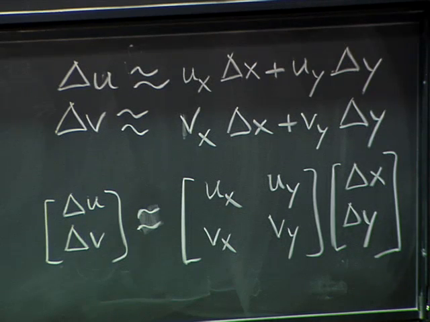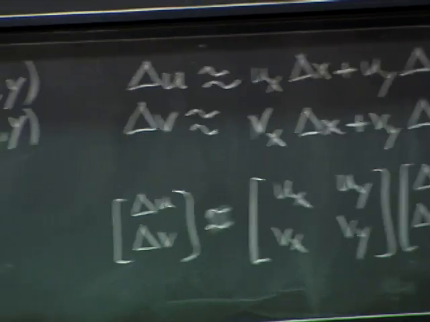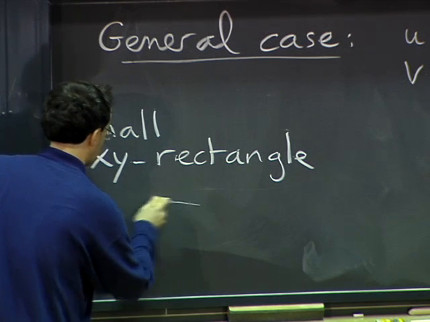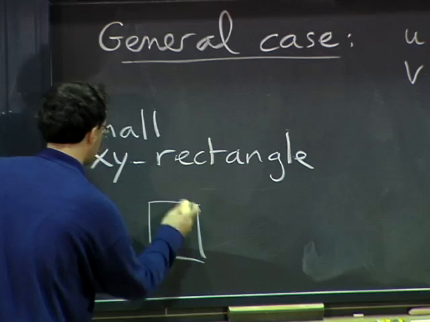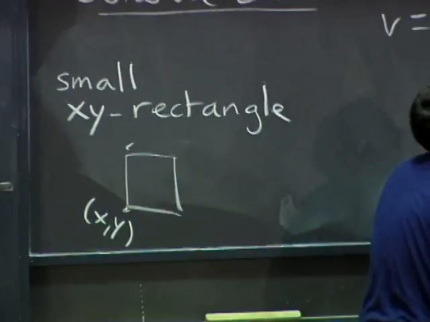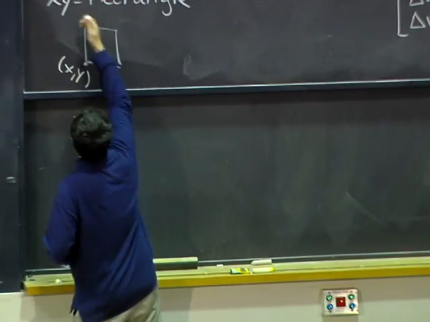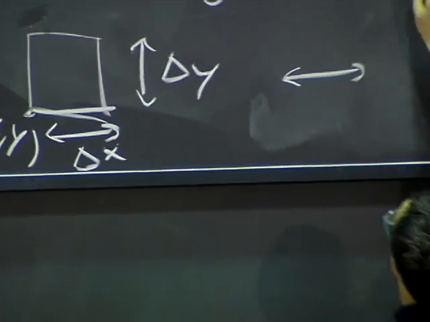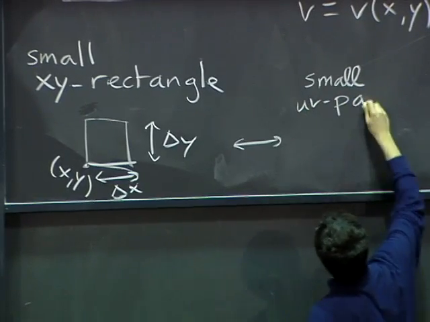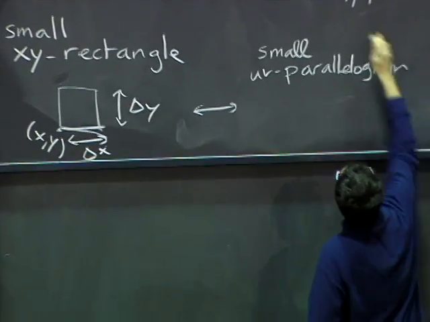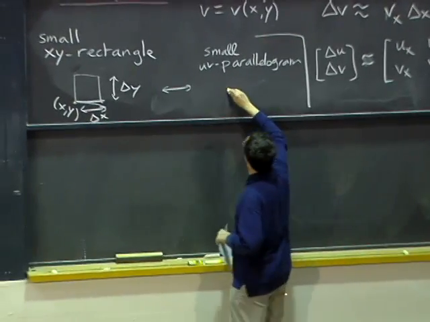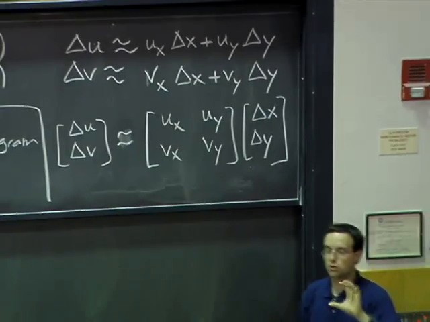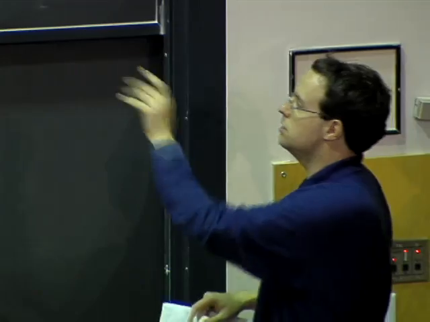So if we look at that, what it tells us is that if we take a small rectangle in xy coordinates, so that means we have a certain point xy, and then we have a certain width delta x and height delta y, this is going to correspond to a small uv parallelogram. What the shape and the size of that parallelogram are depends on the partial derivatives of u and v. So in particular, they depend on at which point we are. But still, at a given point, it's a bit like that.